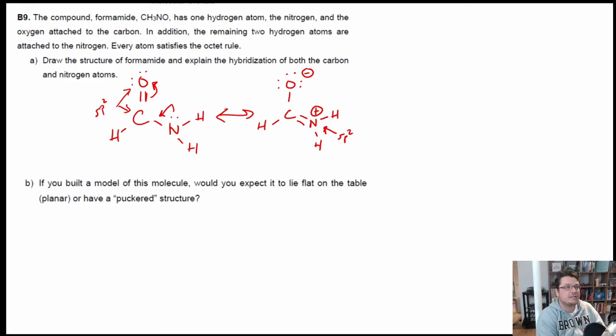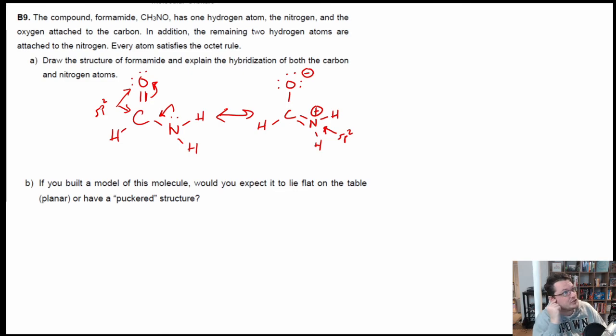So you would expect it to lie flat, because the carbon is trigonal planar, the oxygen is trigonal planar, and the nitrogen is trigonal planar, because they're all sp2 hybridized. And the hydrogens are just there. And so you would expect it to lie flat. You wouldn't expect it to have the puckered structure where one of the atoms was sp3 hybridized, because they're not. They're all sp2 hybridized.